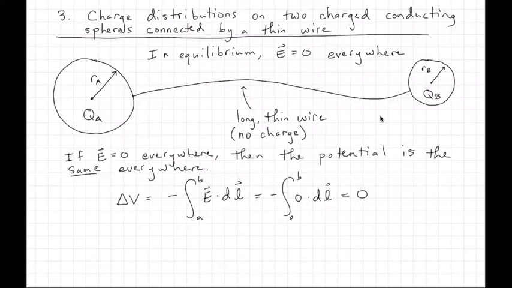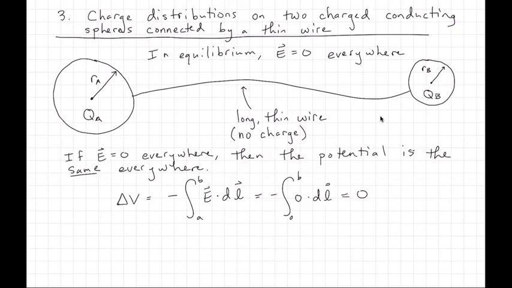So potential is the same everywhere in the system. So what can we do with that? We can use the result from number two. So there are a few approximations that we're making in this problem. One is that the spheres are really far apart from each other. So even though they're connected by this wire, they're far enough apart that we can still kind of treat them as though they were in their own system.